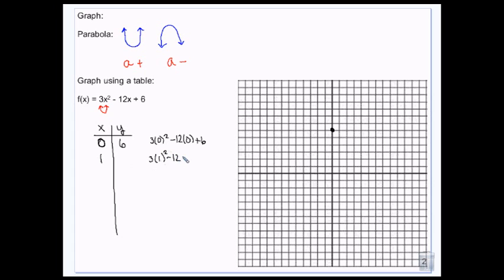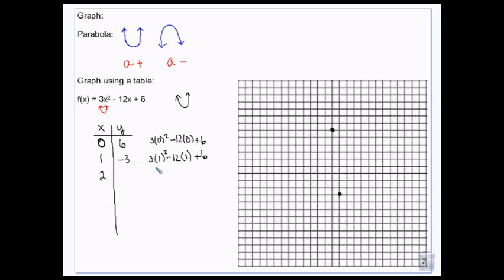So the next one I'm going to try is 1, because 1 is easy. 3 times 1 squared minus 12 times 1 plus 6. So this is 3 minus 12, so that's negative 9, plus 6, negative 3. So 1, 2, 3. Now, if you look at this, it's gone down. And I know that my graph is going to be an upwards facing parabola. So if I'm going down, I need to find the curve to where I start to go back up. So I'm going to keep going in the positive direction. It wouldn't make any sense to start going in the negative direction because I'll just keep going up and up and up. Does that make sense?